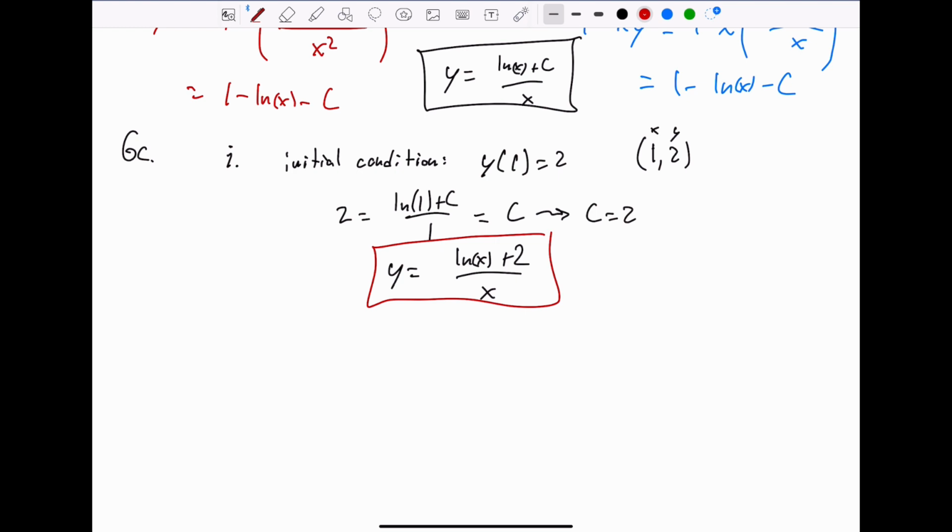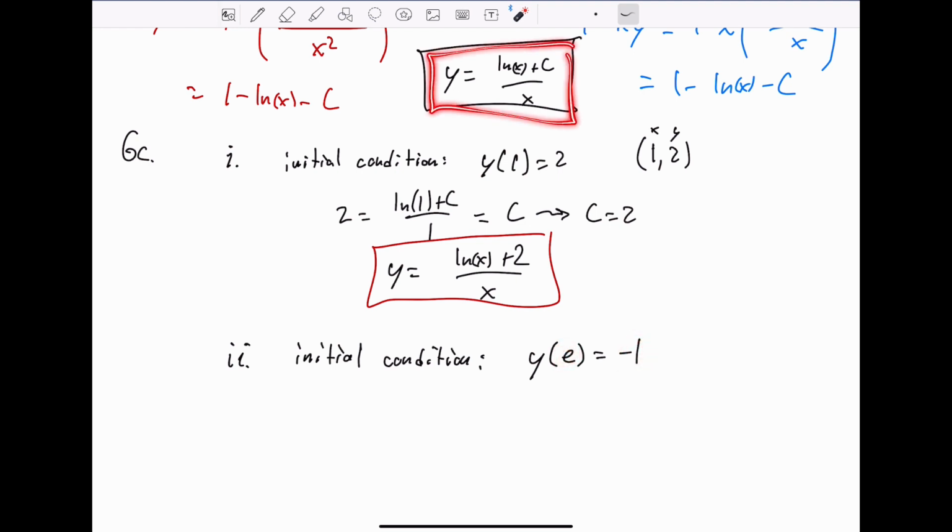Now for the second initial value problem, for part 2 here, we have a different initial condition. Here, the initial condition is y of e equals negative 1. So now we replace the x with e, replace y with negative 1. We start with the same general solution, but now y equals negative 1, and we have e instead of x. And we'll solve for c.